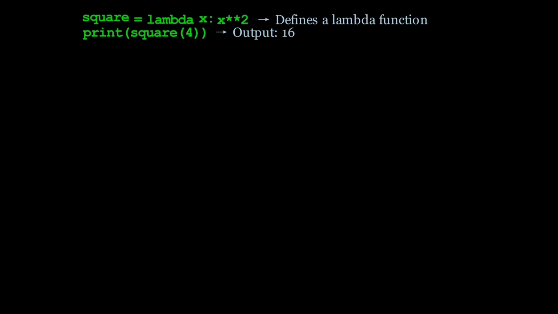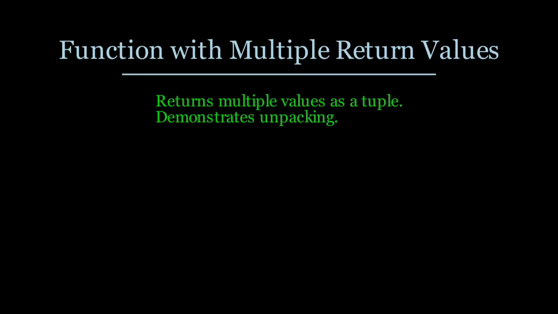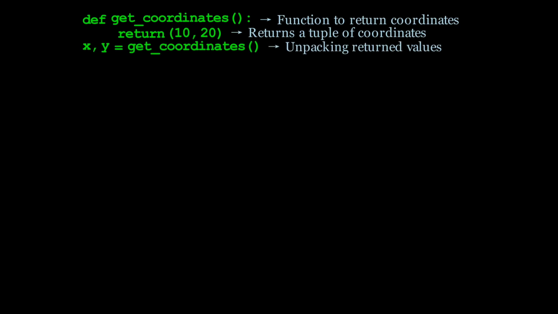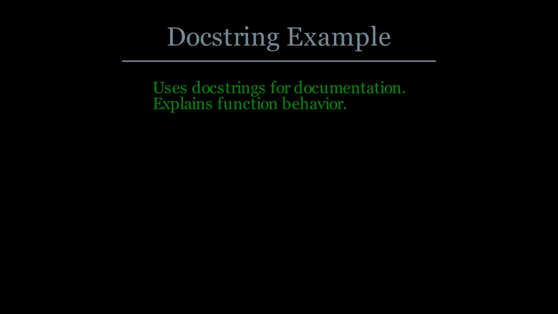simple functions. Next we have the functions with multiple return values. In this example, getCoordinates returns a tuple containing two values. We can then unpack these values into separate variables using multiple assignment. When we call the function and unpack the result to x and y, we get the values 10 and 20, demonstrating how functions can return multiple values at once.